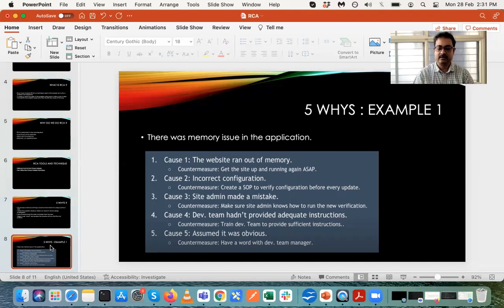Again, you ask why. So there was some incorrect configuration in the website. Then again, you ask why, and you find out the site admin made some mistake. Then again, you ask why he made the mistake. Then he said that the development team did not provide adequate instruction. Then you ask again why. Then the development team said they assumed it was obvious, so that's why they did not provide the necessary instruction.